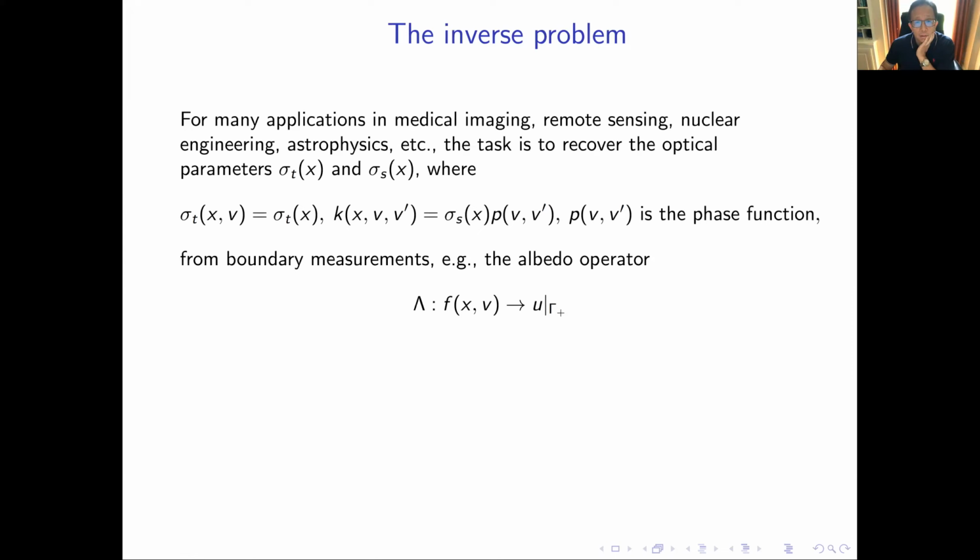The inverse problem is that you can send in particles in any way you want. That is, you give an incoming particle density source at boundary point X in inward direction V, you measure what comes out of the boundary, and through this relation you want to infer these coefficients. That is the typical inverse problem: through boundary measurements, you want to know the parameters of interest inside the domain.